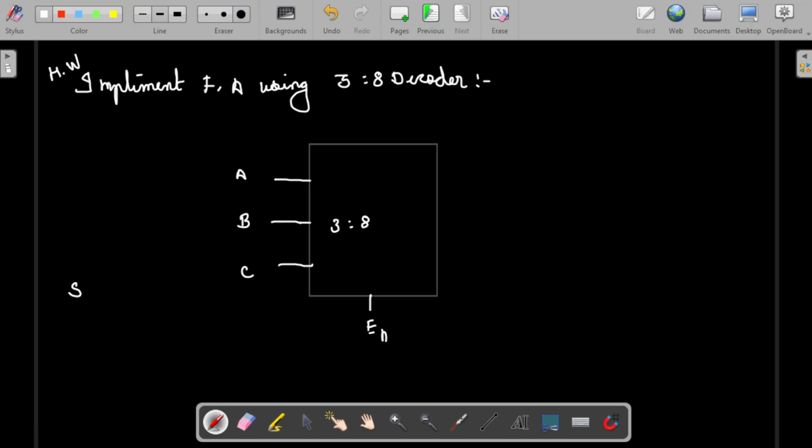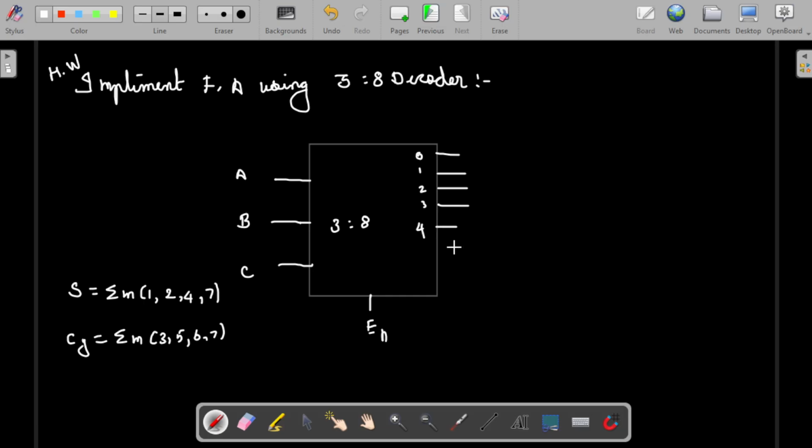We know S is equal to the summation of minterms 1, 2, 4, 7. The carry Cy is equal to the summation of minterms 3, 5, 6, 7. So in a decoder, we can clearly note that if any one of these values is represented, then the function needs to be 1. Here the 0 is eliminated. So 0, 1, 2, 3, 4, 5, 6 and 7. So 5, 6 and 7.